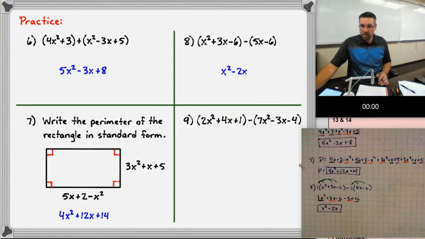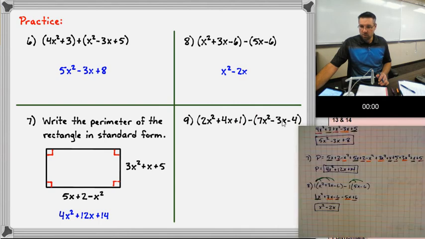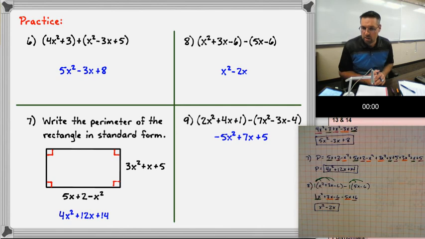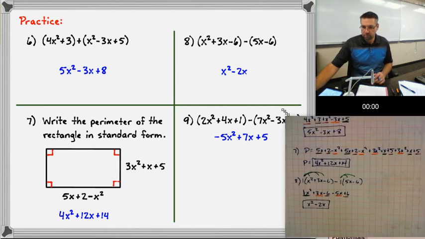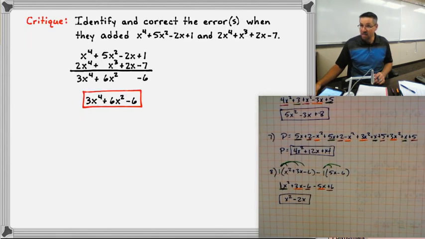And then number 9, I'm just going to share the answer with you guys, but the work is exactly the same. The answer is negative 5x squared plus 7x plus 5. Okay? All right, we got one slide left to go. The question is, identify and correct the errors when they added these two terms.